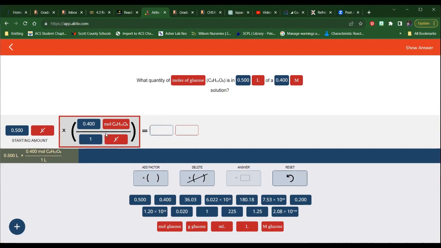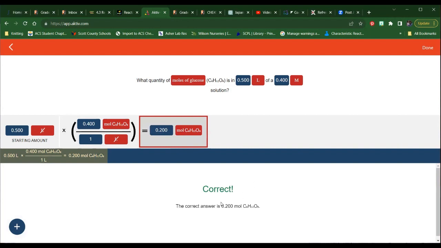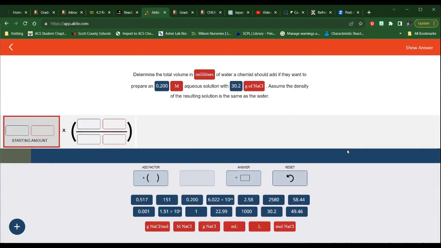Our units have all canceled and we're left with moles of glucose. I think that works out to this, and hopefully this will check me. And yes, I'm correct there. Okay, so that was just a one-step problem. Now let's look at something that is a little bit more complicated.